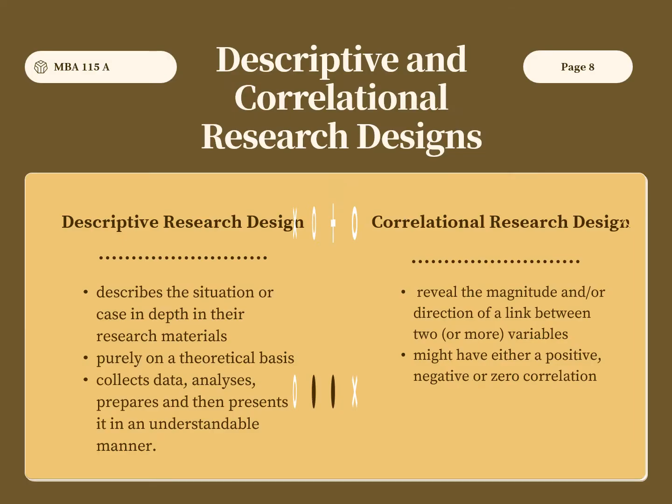In a descriptive research design, an individual explains or describes the situation or case in depth in their research materials. This type of research design is purely on a theoretical basis where the individual collects data, analyzes, prepares, and then presents it in an understandable manner. While in a correlational research design, it investigates correlations between variables without allowing the researcher to control or manipulate any of them. It might have either a positive, negative, or zero correlation.